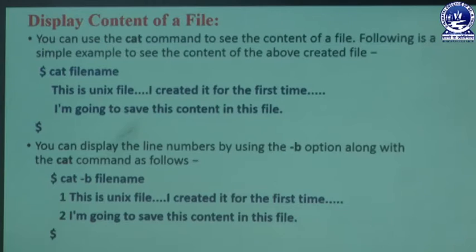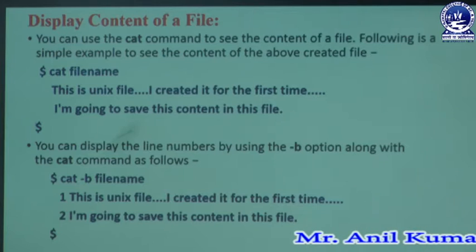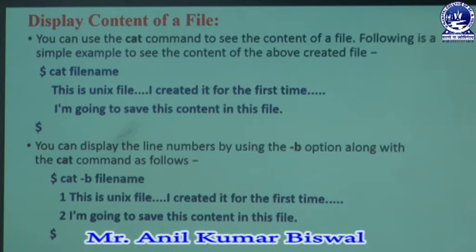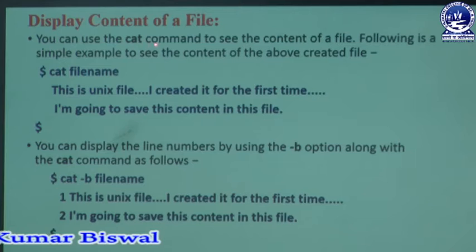Next we are going to discuss how to display the content of a file in our Unix system. This is a beautiful and wonderful technique through which we can display file contents which are stored in a Unix system by using the CAT command. By using the CAT command, we can display the contents of a file which is saved with a specific name. Here you can use the CAT command to see the content of a file. The following simple example explains how to create that file in the display mode.